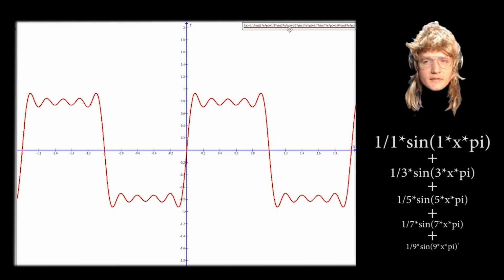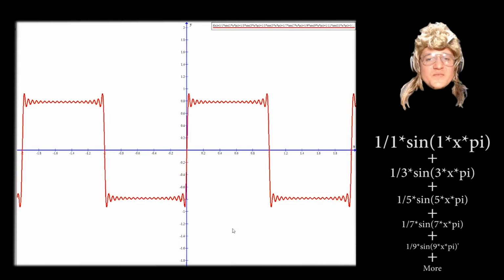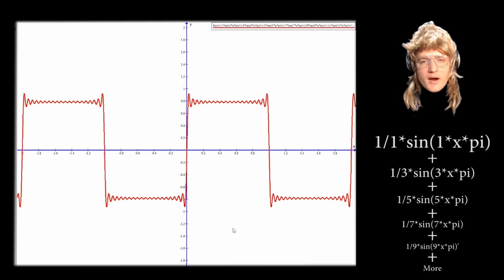The equation gets pretty long. Now I'm going to add all the rest of these harmonics up till 20, and I'll show you what it looks like. There is the beginnings of our square wave. It's made of a fundamental frequency and 20 harmonics, all sine waves.